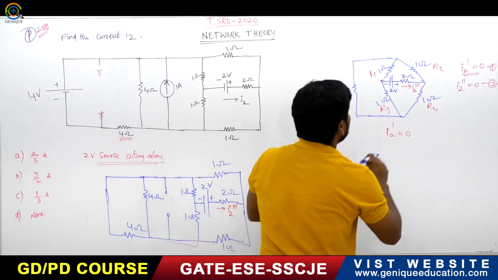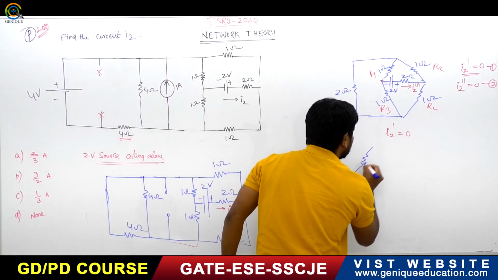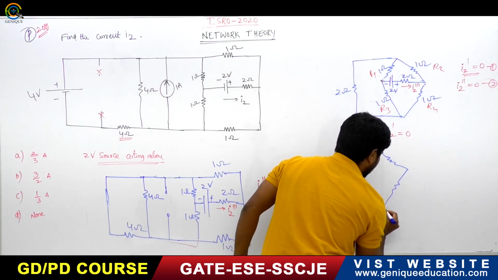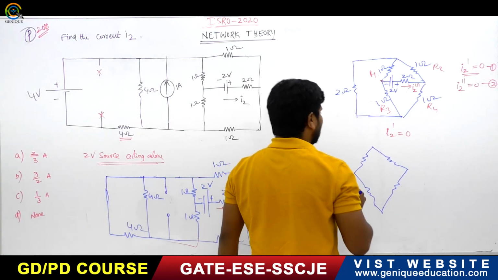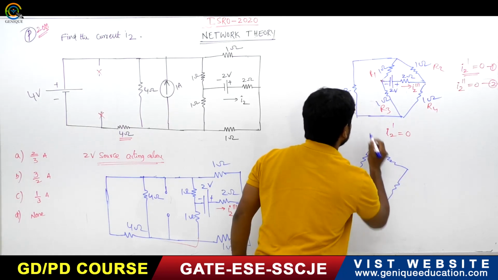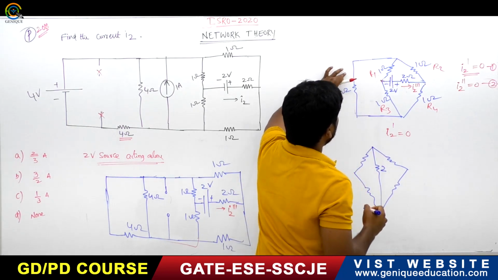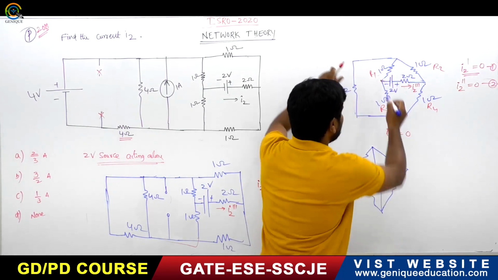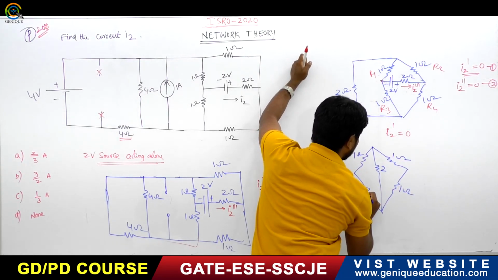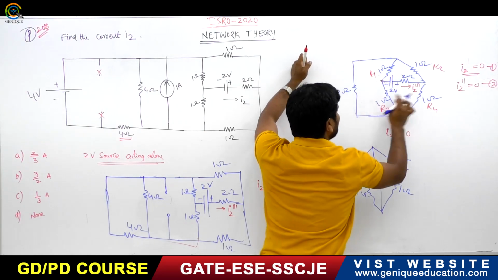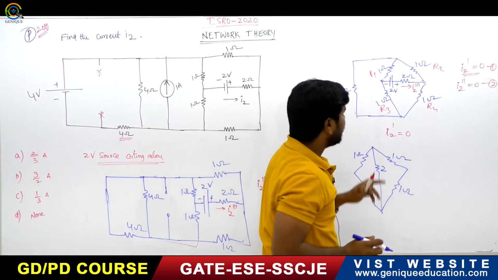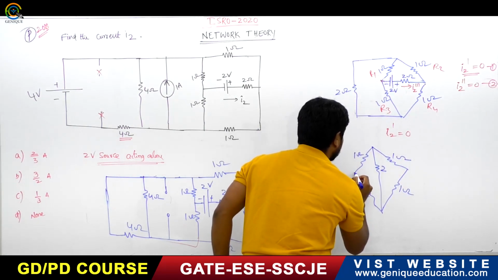See, I am writing the above circuit here like this. I am writing this 2 ohm resistor, and this is 1 ohm, 1 ohm, 1 ohm, 1 ohm like this. I am putting this 2 ohm resistor in between. Now I am taking this.